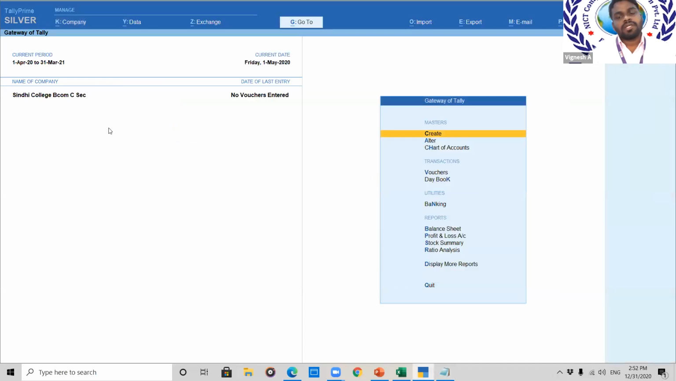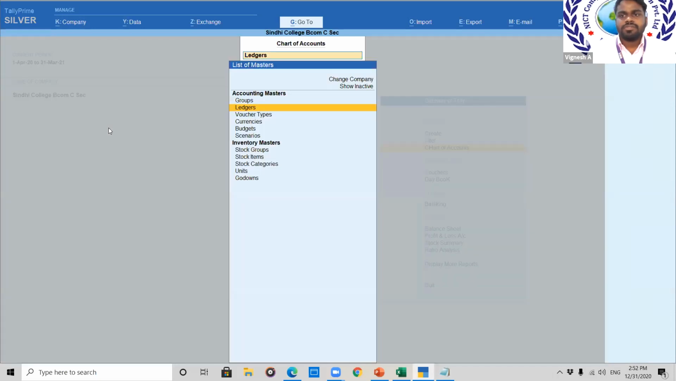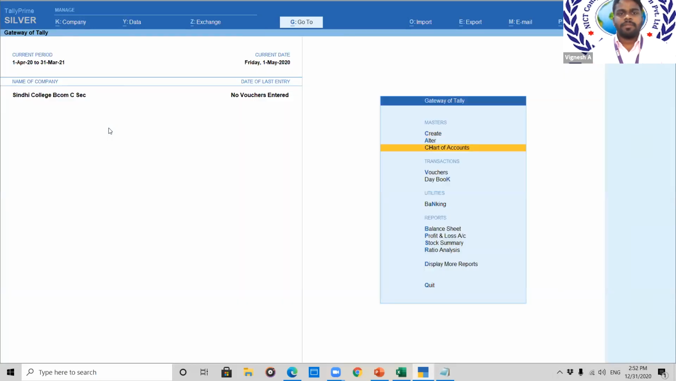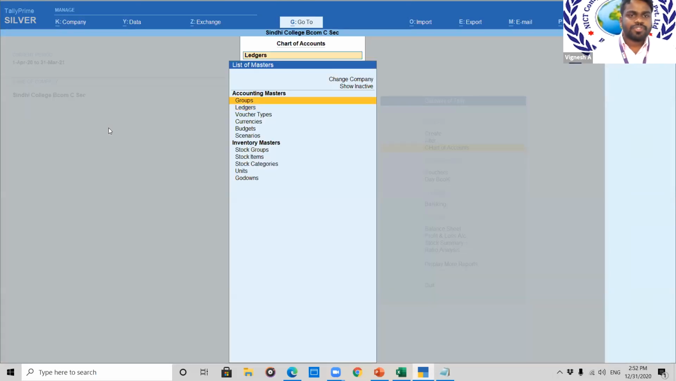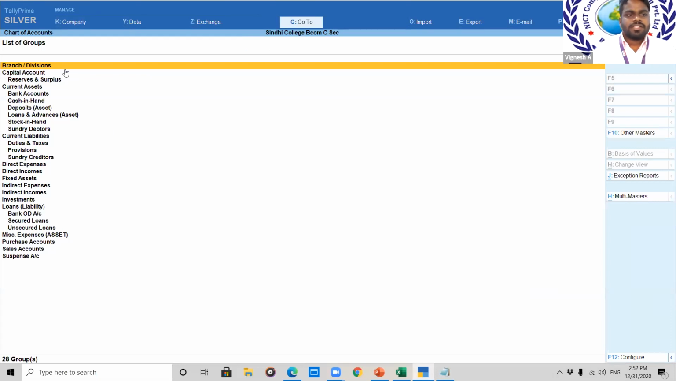Now I was in the creation screen, so I can't see what has been created. If you want to see anything, you have to go to display mode. Here we have something called chart of accounts. Go to chart of accounts. I'm repeating again, people listen. Go to chart of accounts, go to your groups option. You can see these are all the groups. All 28 groups are listed, which Tally is giving you by default. You can see the total number of groups at the bottom.